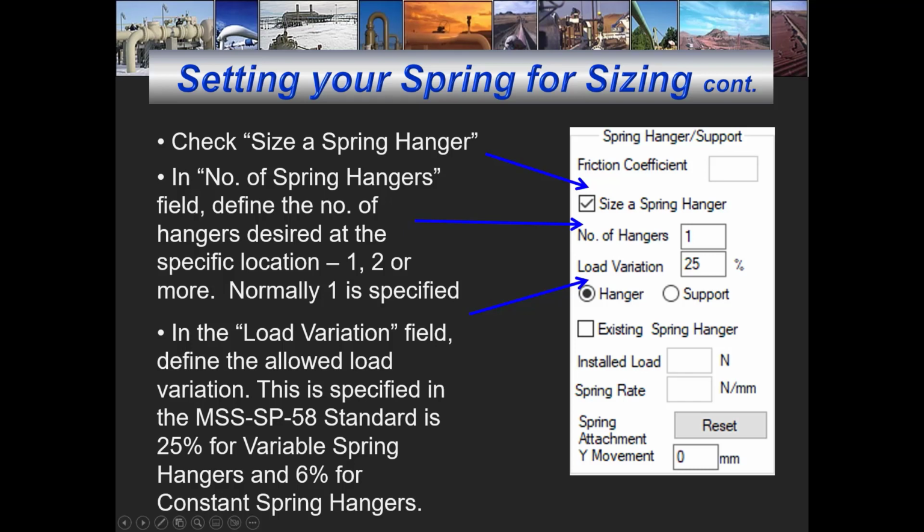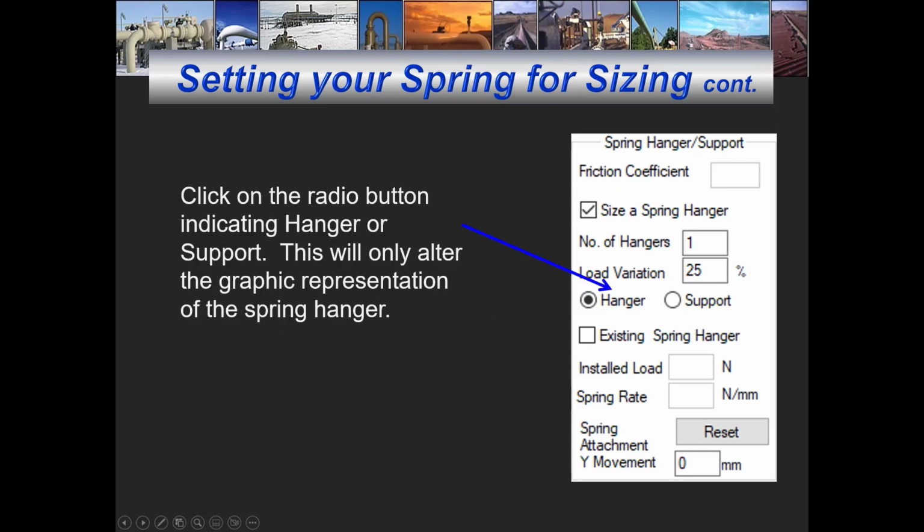The load variation here that we see is 25%. This is an allowable load variation between the operating load and the installed load, and it's specified as a maximum of 25% in the MSS SP-58 standard. Now with a constant, it would be 6% or less.